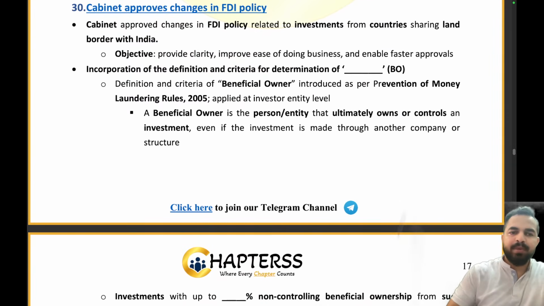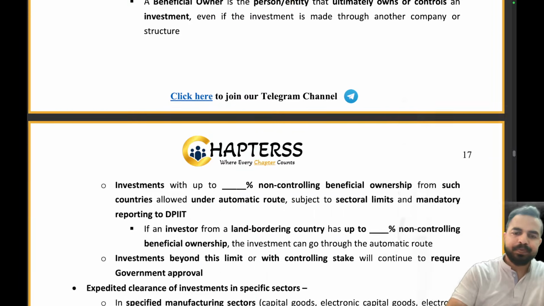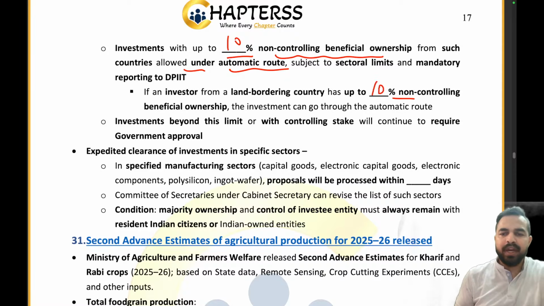Now moving on to the next part. The cabinet approves changes in the FDI policy. So the incorporation and the definition and criteria for determination of BO. What is the BO? Beneficial owner. That is the right answer. Investments with up to a certain percent non-controlling beneficial ownership from such countries are allowed under the automatic route. What is that percentage? 10%. Here again 10% will be the right answer.